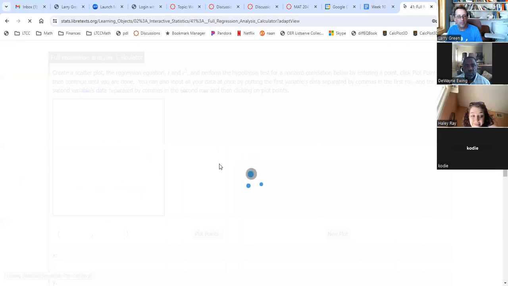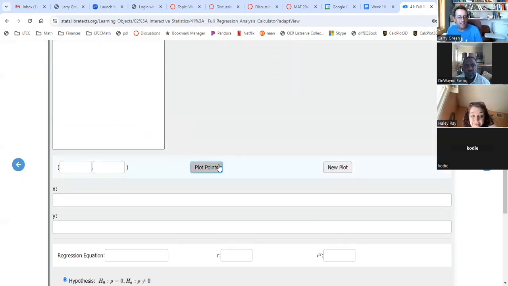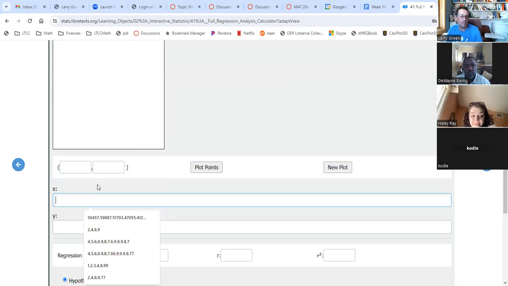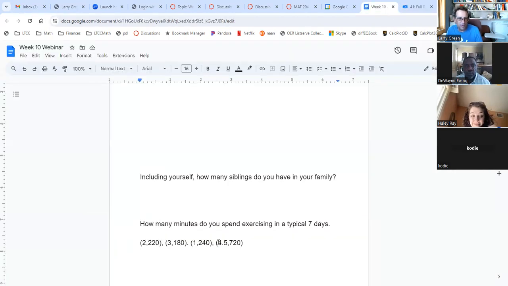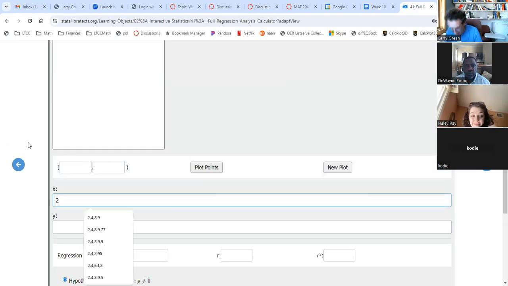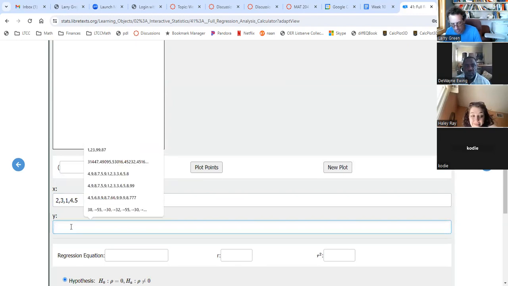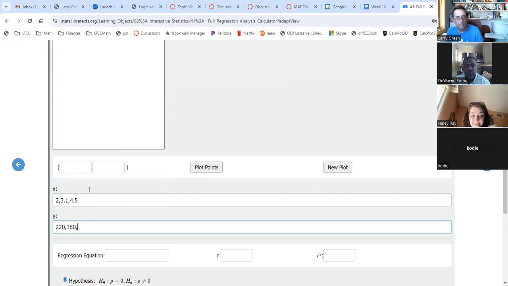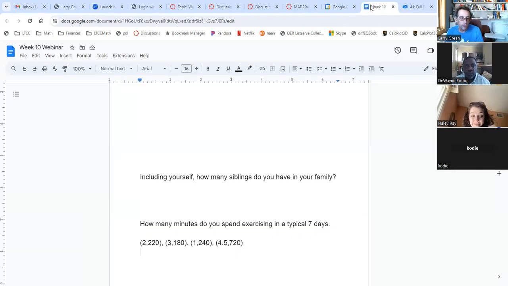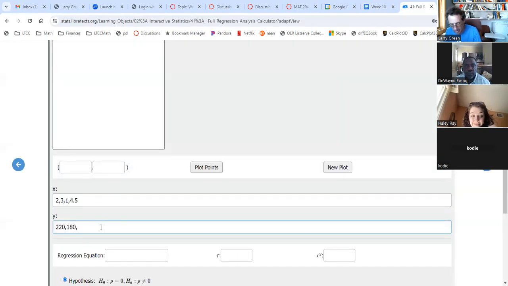So I go to regression analysis. And there's a few ways of doing it. I think I'm going to do it this way because it's a little faster. I'm going to put in the values of x. And the values of x are 2, 3, 1, and 4.5. And then I'm going to put in the values of y, which will be 220, 180, and then 240, 720. And then we hit plot points.